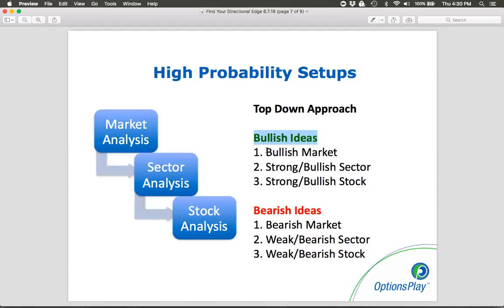How do we do that? We first look for a bullish market. So we look for an index that's currently trending bullish. So for example, the 1 month and 6 month trend of the S&P 500 or the 1 month and 6 month trend of the NASDAQ 100 is all bullish. This is what we would call a bullish market.